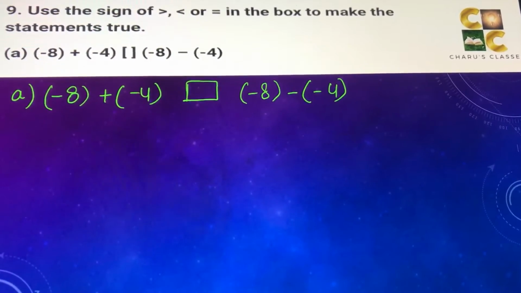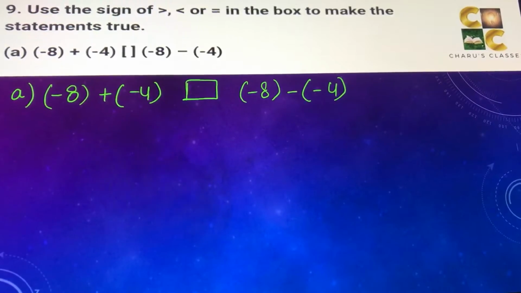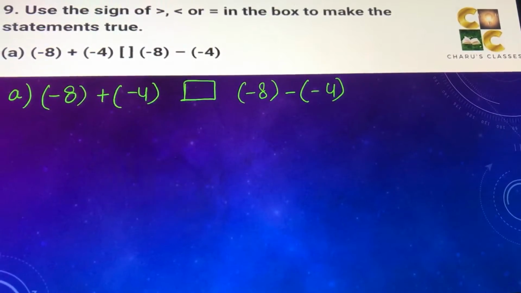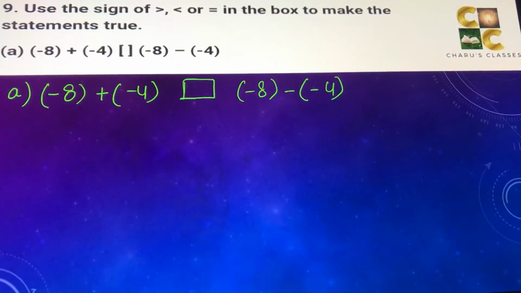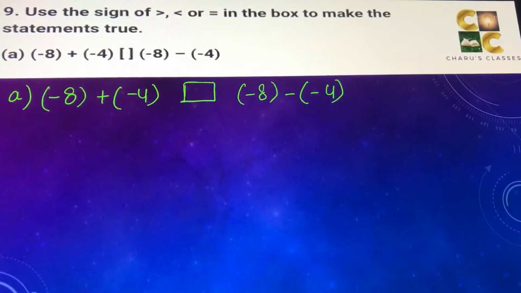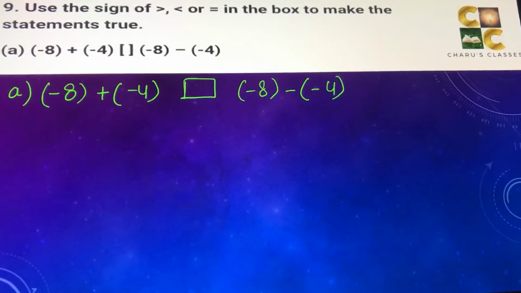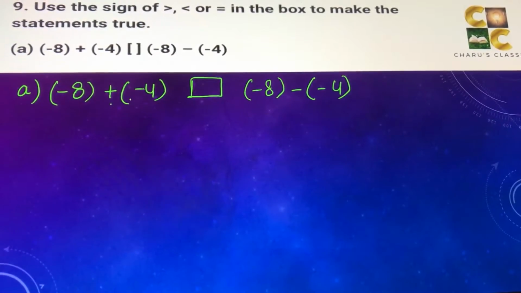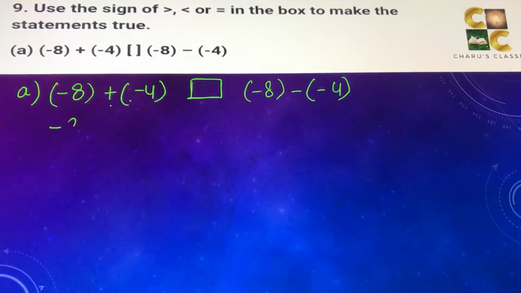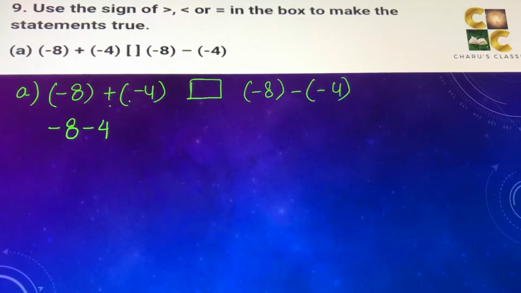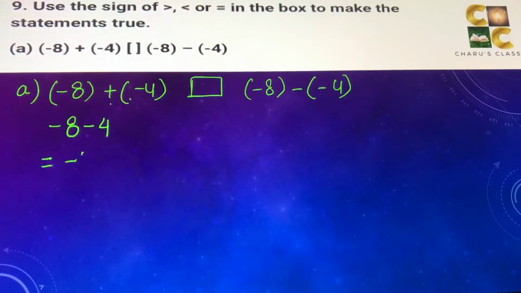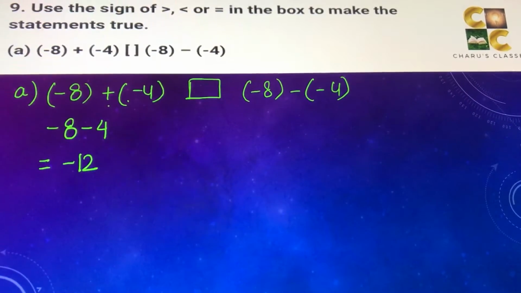In this, we will take the left hand side separately and solve it, right hand side separately and solve it, and then we will compare कि इनमें से greater than, lesser than या equal to कौन सा sign आएगा. So if we talk of -8 plus -4, this plus minus is always minus. So -8 -4, two negative numbers, they get added up with the negative sign. So this will be -12.